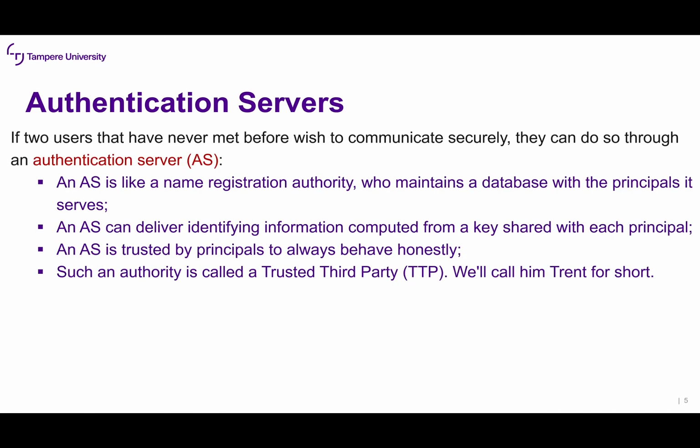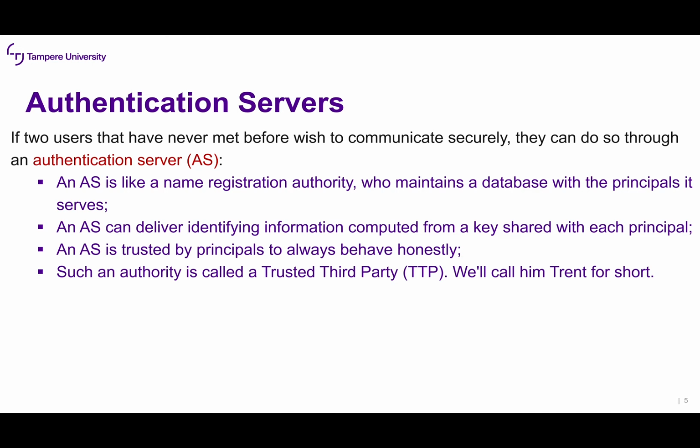So some things about authentication servers. If two users, Alice and Bob, who have never met before, wish to communicate securely, they can do so through an authentication server, or AS. An AS is like a name registration authority who maintains a database with the principals it serves, and it can deliver identifying information computed from a key which is shared with each principal. An authentication server is trusted by principals to always behave honestly, and this is known as a TTP, trusted third party, and from now on we'll call him Trent for short.